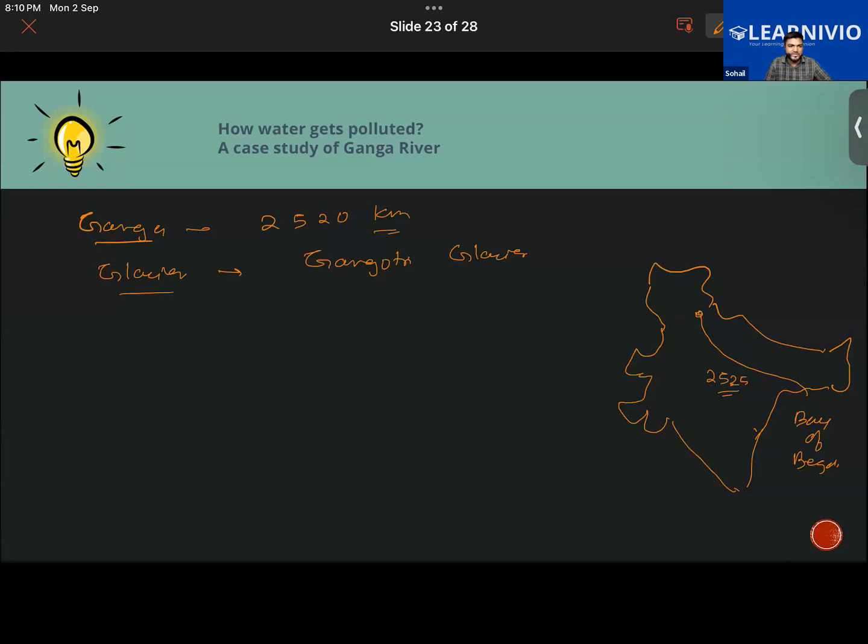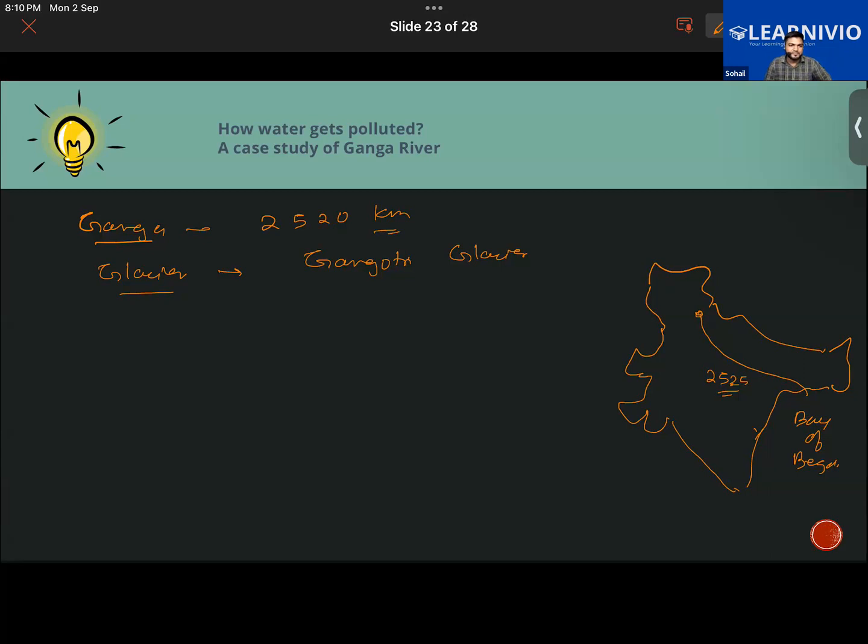Also, as we know, this is considered sacred in the Hindu religion. It has immense spiritual significance to us Indians, and it passes through so many cities like Allahabad, Kanpur, Patna, Haridwar and Varanasi.